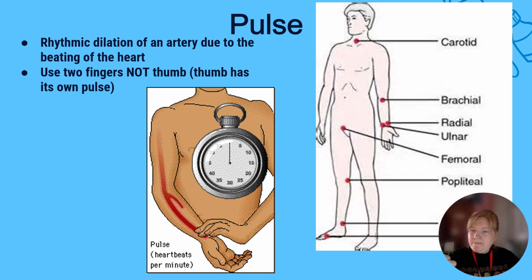So one tip is not to use your thumb when you find a pulse, because your thumb has a pulse, so it can cause you to miscount. And we're going to talk about pulse in a later lesson, but here you can see some of the locations where we can actually test our pulse.